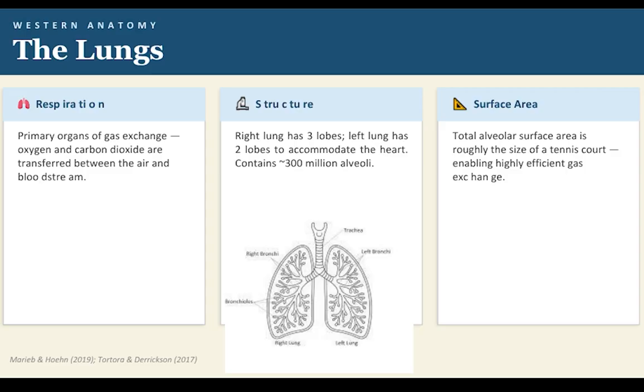Another really cool fact is if you were to lay out all of your alveoli, they'd be the size of a tennis court. Isn't that wild? That if you were to stretch out all of your little lung sacs just out, I don't know, in your backyard, in your front yard, it'd take up the size of a tennis court. That's wild. Sorry, I love anatomy. It's like, go on, tell me more.